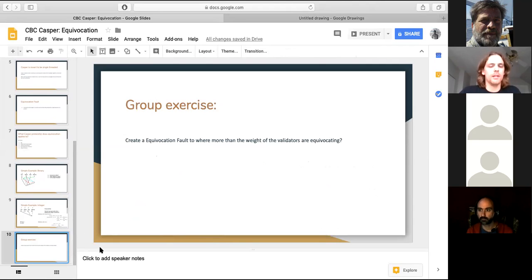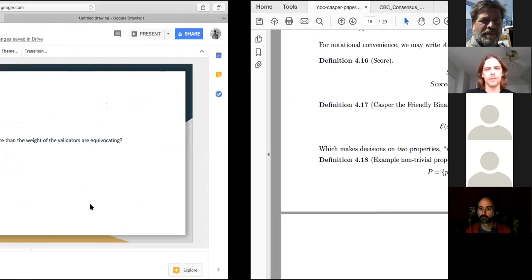Yeah, I mean, you came up with it. It sounds like a good thing to try. All right, let me just create a new slide. My one question is, more than the weight of the validators are equivocating. Do you mean like more than a third, more than the 1/3 threshold or something?